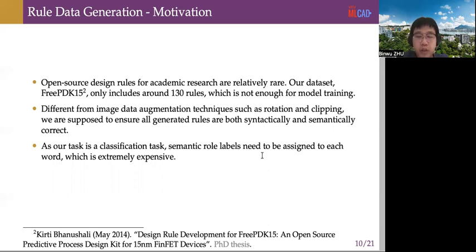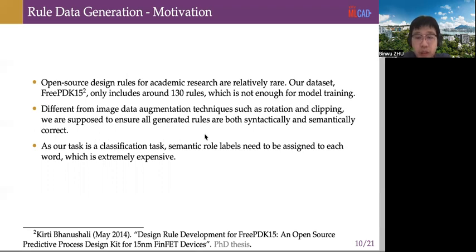However, raw data generation for our task is heavily restricted. On the one hand, since the model receives the design rule sentences, we are supposed to guarantee that all the generated rules are both syntactically and semantically correct. On the other hand, as our task is a classification task, semantic role labels need to be assigned to each word, which is extremely expensive.